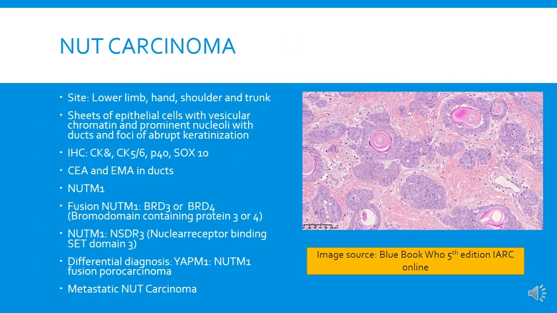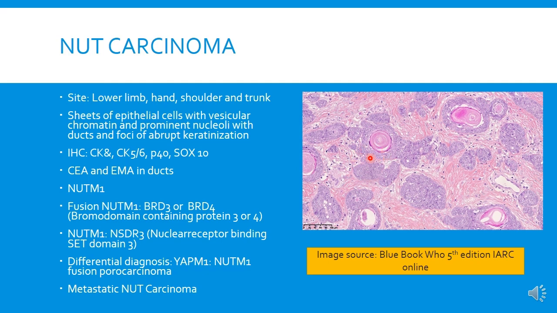The next most important tumor is NUT carcinoma of adnexal tumor. It is different from the NUT carcinoma that is seen elsewhere. It is seen in lower limb, hand, shoulder and trunk. Histopathologically, there are sheets of epithelial cells with vesicular chromatin and prominent nucleoli with ducts and foci of abrupt keratinization.